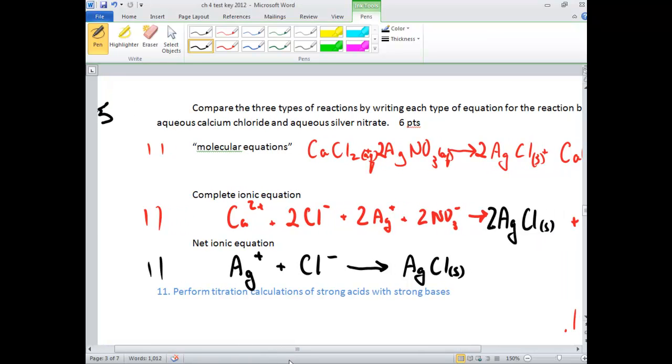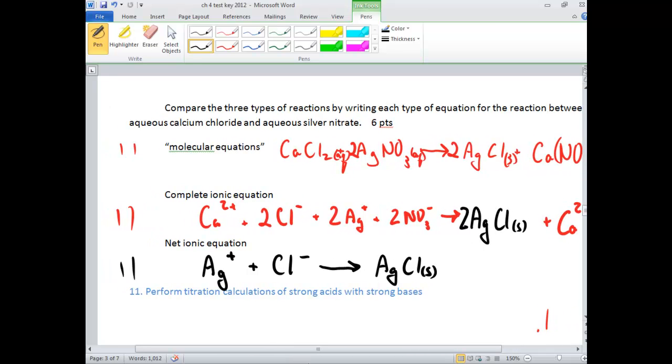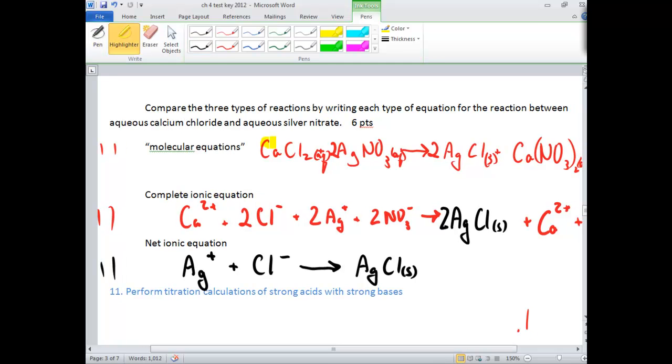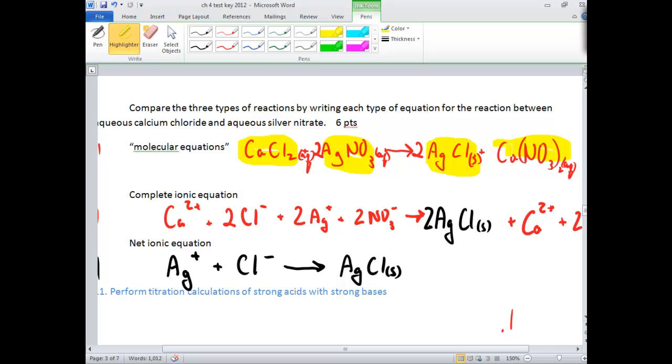In problem number 5, we're supposed to compare the 3 types of reactions: molecular equations, complete ionic equations, and net ionic equations, by writing each type of equation for the reaction of calcium chloride plus silver nitrate. Calcium chloride, have to get the formula right, CaCl2, and silver nitrate, AgNO3. Those are both aqueous. They produce, in a double replacement reaction, silver chloride, which of course precipitates out because it is not soluble in water, and calcium nitrate, which is an aqueous solution.